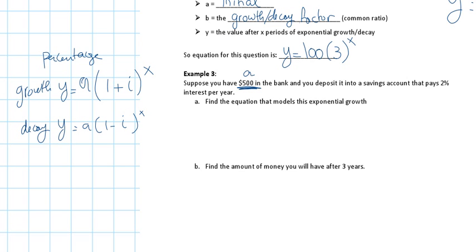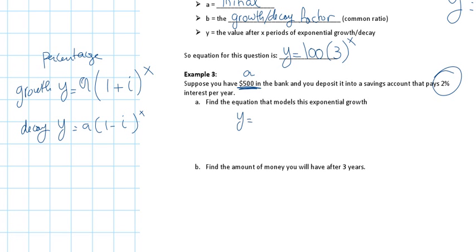Because this is a percentage, I can't use my original function. I have to pick one of these. Which one would I pick? The first one, because it's an increase. I'm going to get more money. So y equals, instead of a, what do I replace a with? 500 times 1 plus. Now here's where you have to be careful.